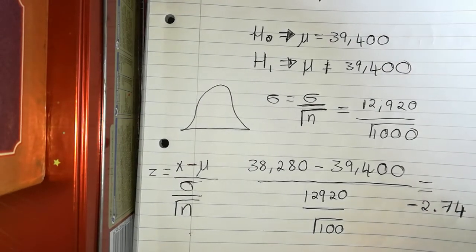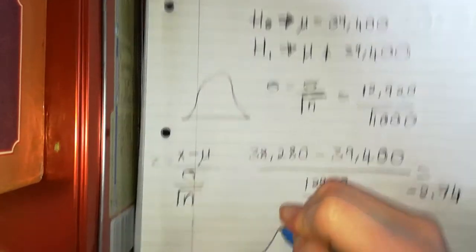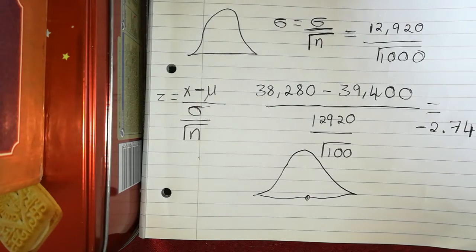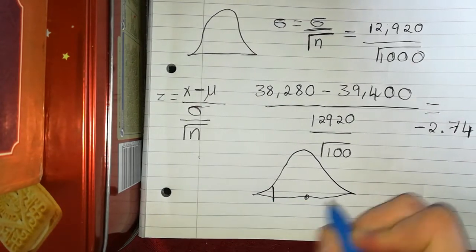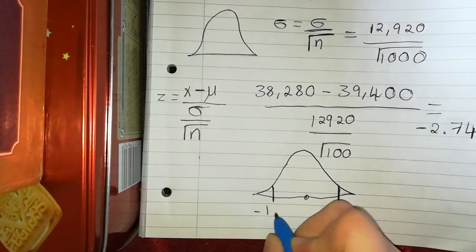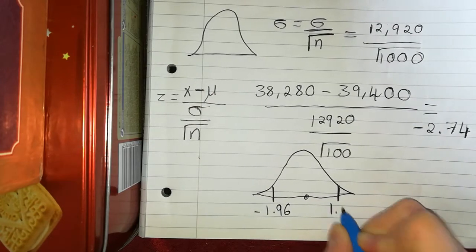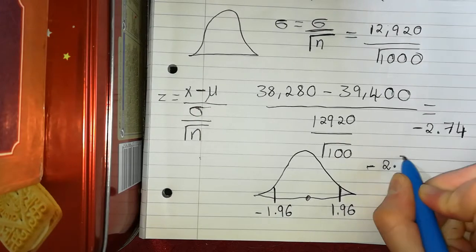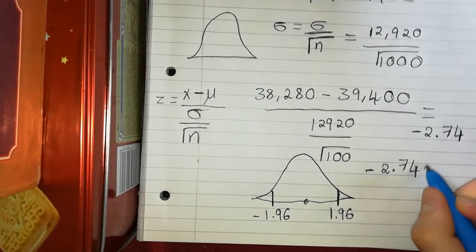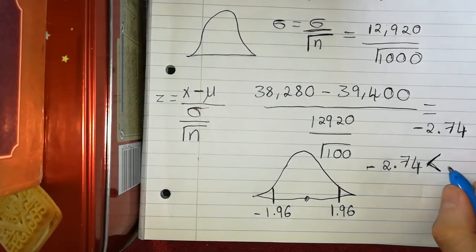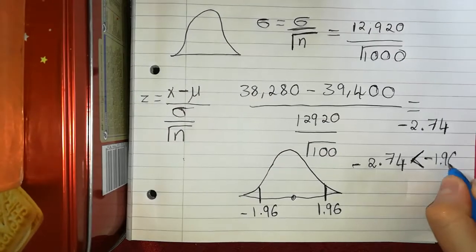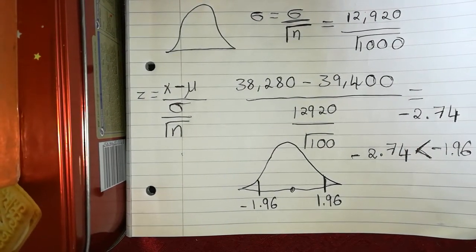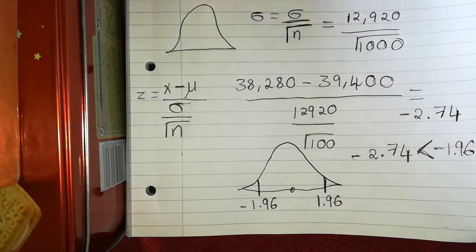But I know that on the standard curve, for a 95% level of confidence, my z values can only go between minus 1.96 and 1.96. As minus 2.74 is less than minus 1.96, we have to reject the null hypothesis. That means the mean income has changed.